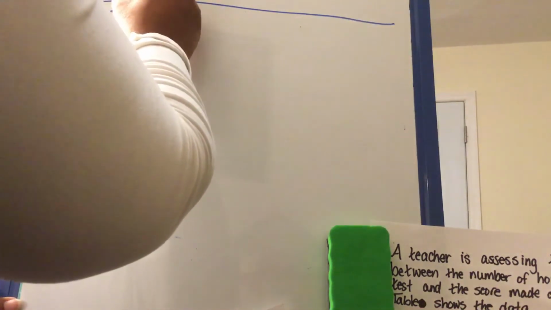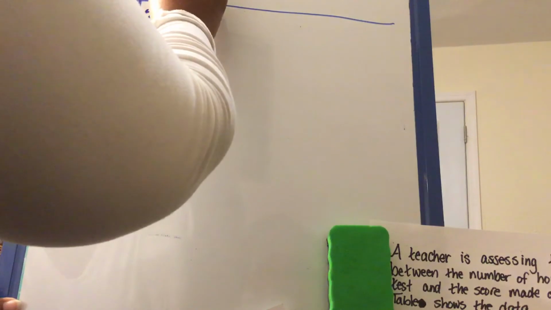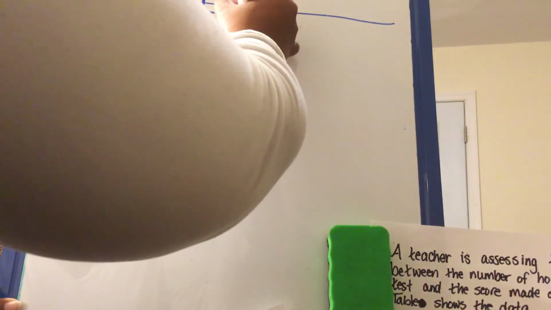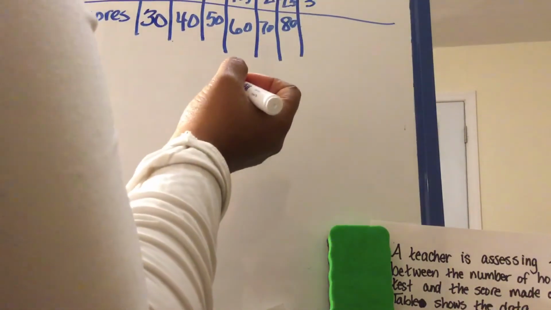They got 0 hours, they got 30 points. 0.5 hours, they got 40 points. 1 hour, they made a 50. 1.5, they made a 60. 2 hours, they made a 70. 2.5, they made an 80. 3 hours, they made a 90. And 3.5, they made 100.